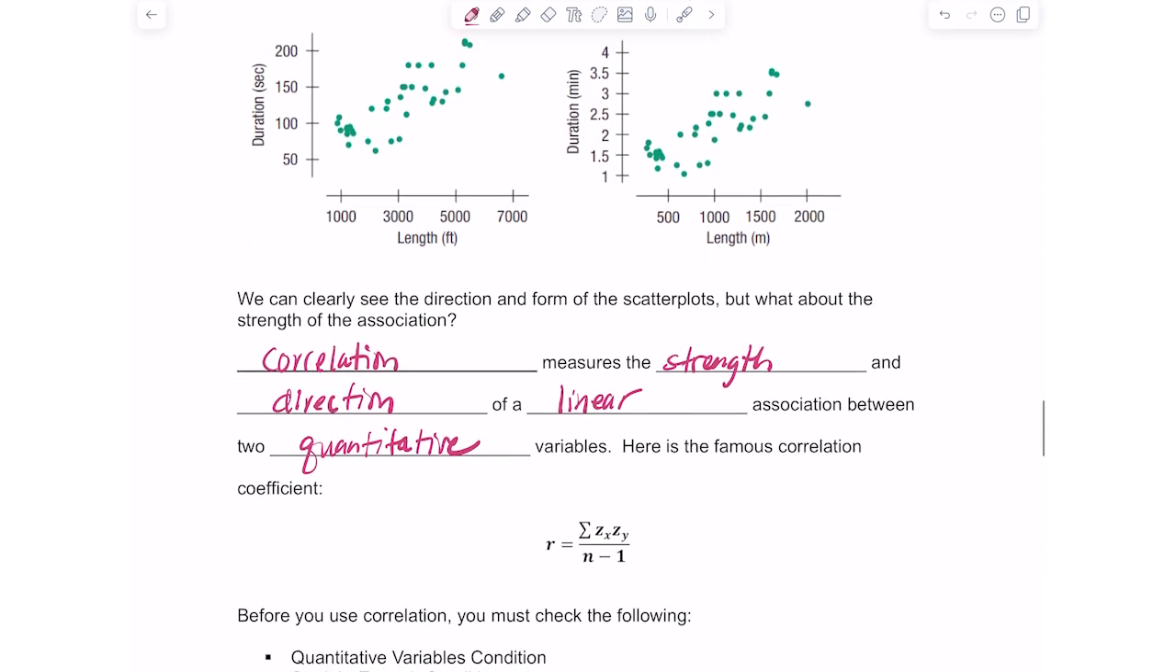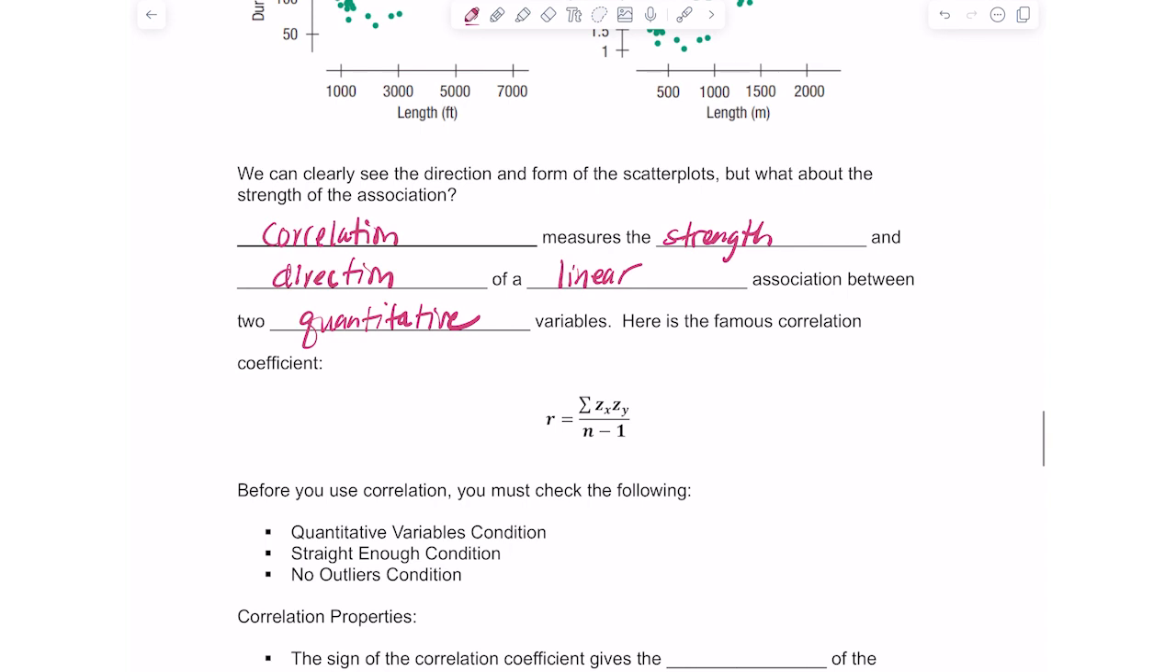Here's a famous correlation coefficient. Okay, so the symbol we use for correlation is the letter R. And the way we find it, this looks familiar, I'm sure, is the sum of the standardized X values times the standardized Y values, and then we divide that by the sample size minus 1. So it's a very tedious calculation. Your calculator, luckily, will give you a correlation coefficient value, which is the letter R.